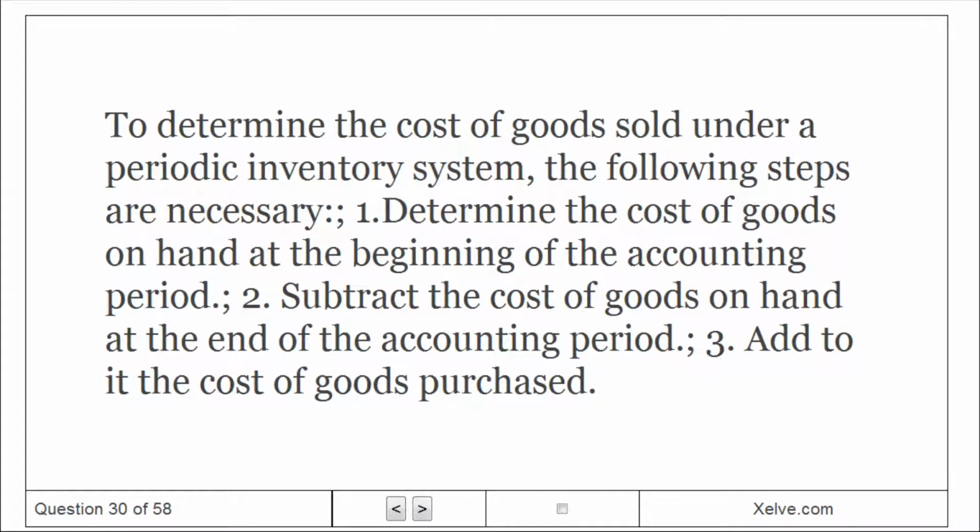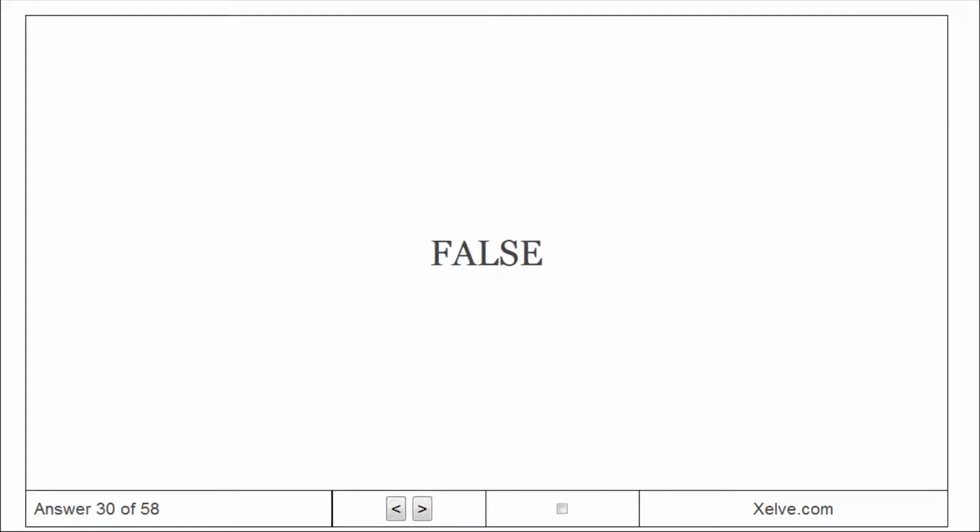To determine the cost of goods sold under a periodic inventory system, the following steps are necessary. 1. Determine the cost of goods on hand at the beginning of the accounting period. 2. Subtract the cost of goods on hand at the end of the accounting period. 3. Add to it the cost of goods purchased. False.